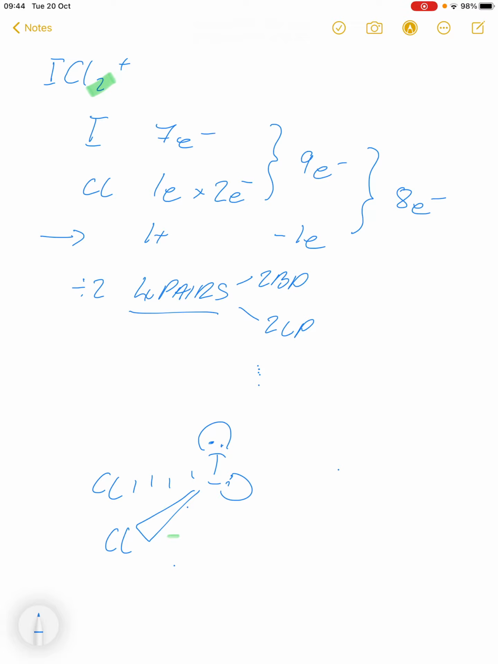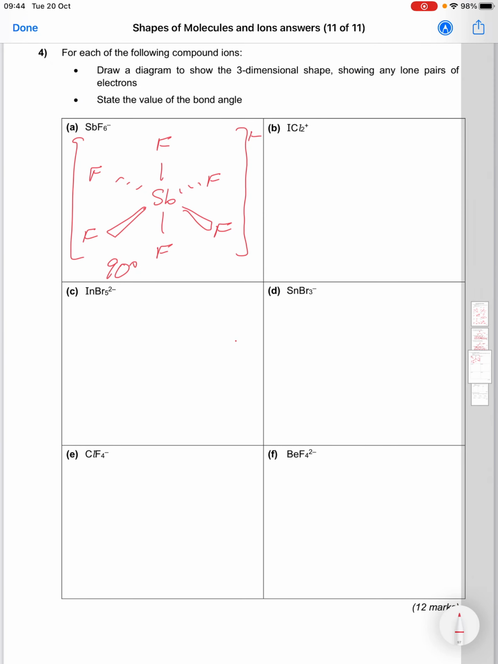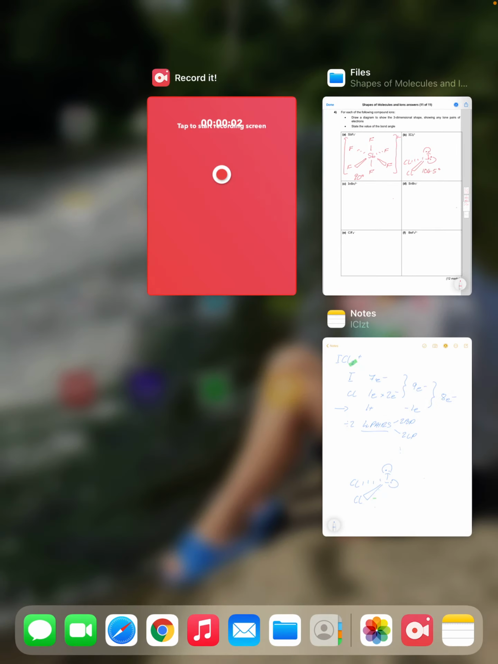The bond angle is 109.5 minus 2.5 minus another 2.5. So let's draw that in. Okay, so bond angle here, 104.5 degrees. Okay, next one is indium bromide with a 2 minus charge.